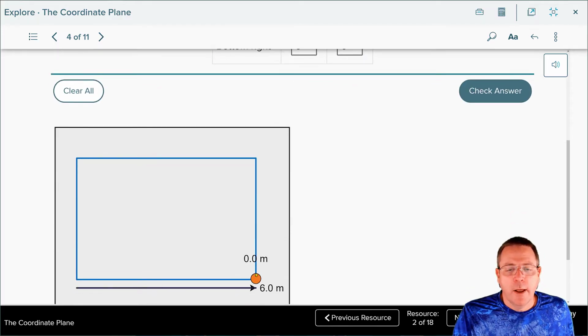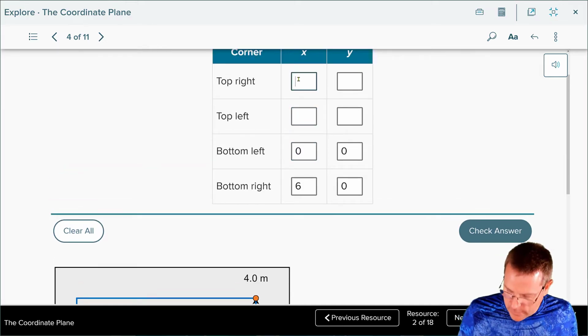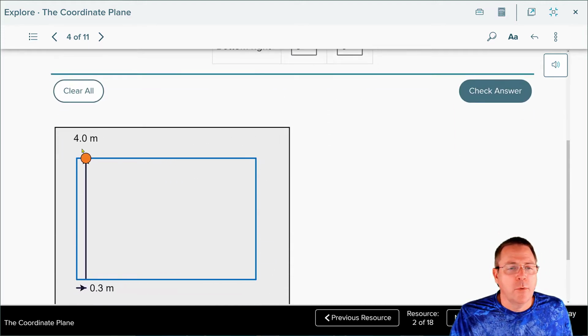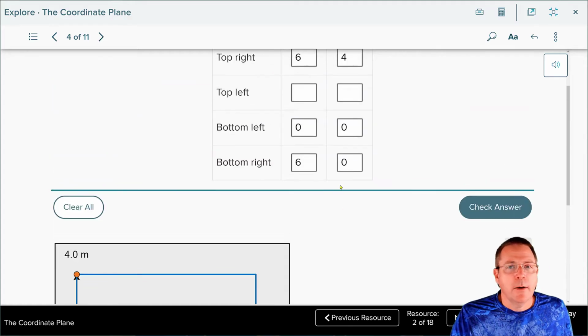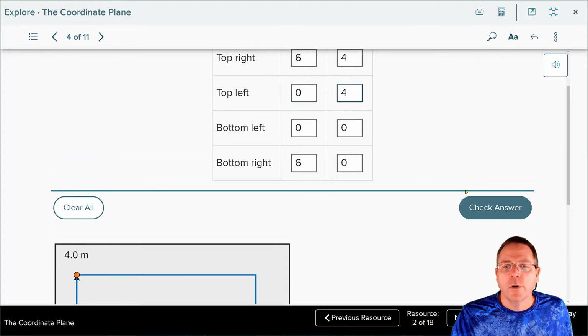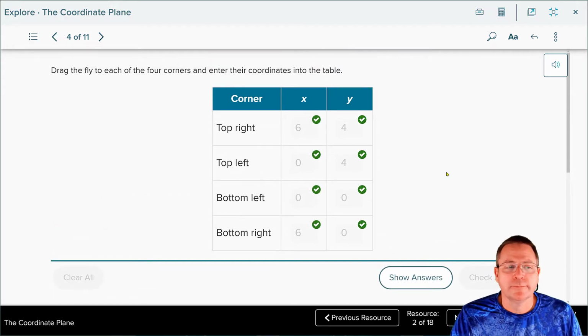Now we're going to move our fly all the way up to the top right. The x value is going to be 6, the y value is going to be 4. Then we move our fly all the way to the top left, and now we have an x coordinate of 0 and a y coordinate of 4. Check our answers. Everything checks beautifully.